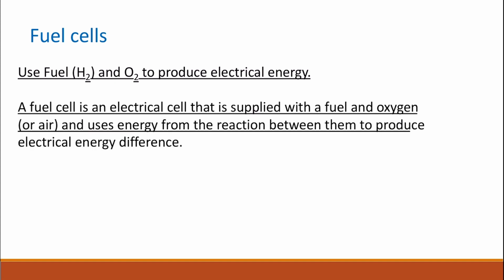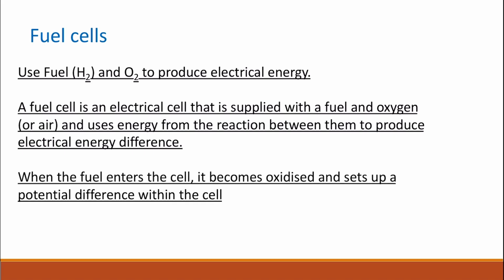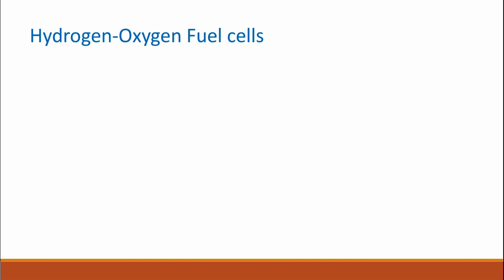A fuel cell is an electric cell that is supplied with fuel and oxygen or air and uses energy from the reaction between them to produce an electrical energy difference. When the fuel enters the cell, it will become oxidized and it will set up a potential difference within the cell. Hydrogen-oxygen is one example of the fuel cell.